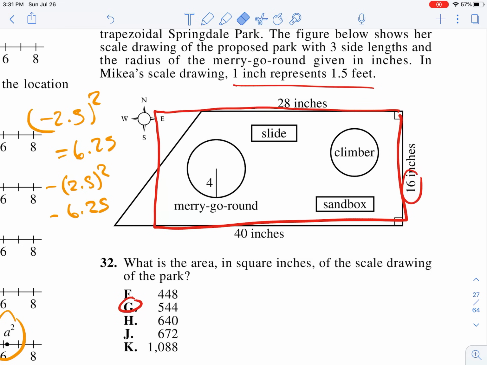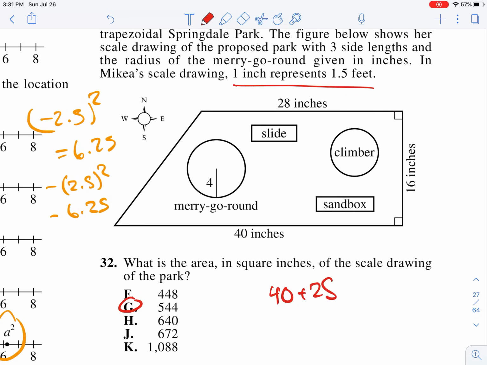Both methods work. Again, the average method, when I found the average, I just did 40 plus 28 divided by 2, that equals 34. That's your width. That's how the trapezoid area rule works. You're just finding the average length, because this is a trapezoid. So you're finding the average length, the average width, I should say, and then multiplying that by the height.